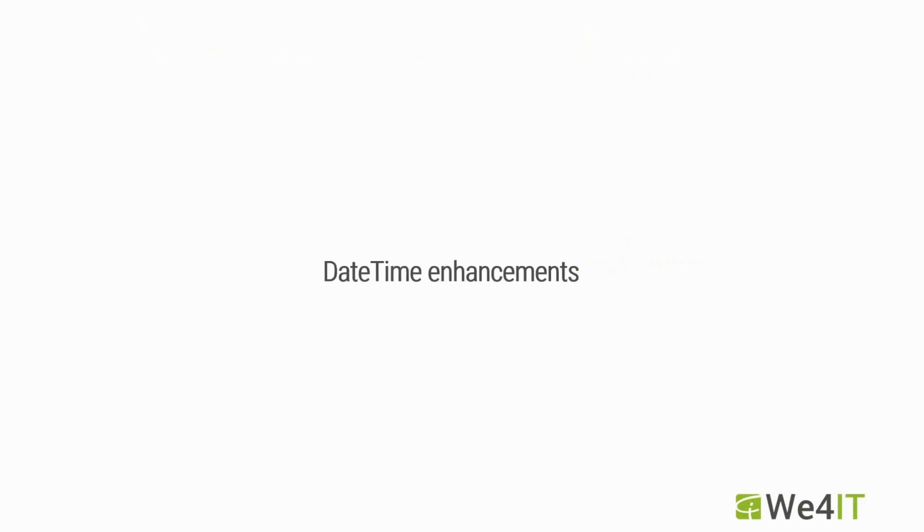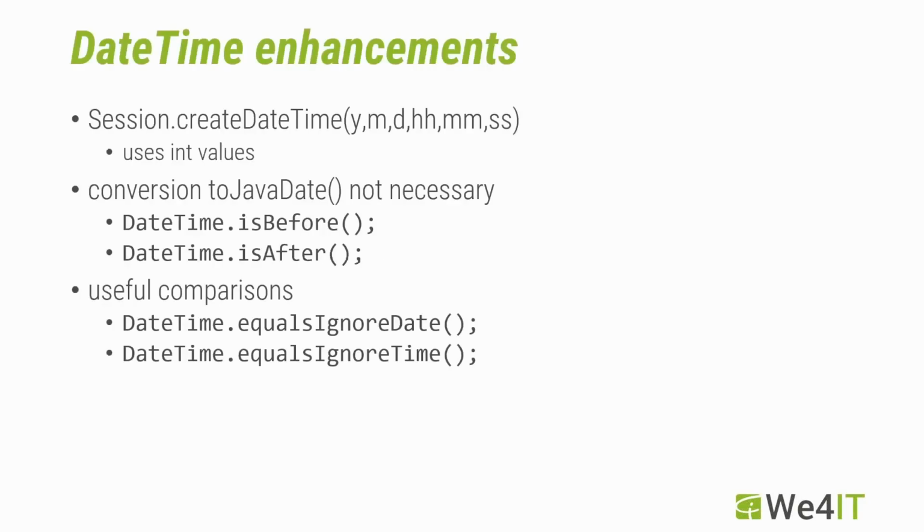Okay. Next one. Datetime enhancements. This is a quick one. There are some enhancements in the existing methods you may know, for example, session create datetime. If you want to create a datetime object, it still creates a datetime object, of course, but now you can use it like you are used to maybe in a formula language. You can use int values to define year, month, day, and hour, minute, seconds, which may come in handy. So you don't have to use a string, which has to be a special format for create datetime to get working.